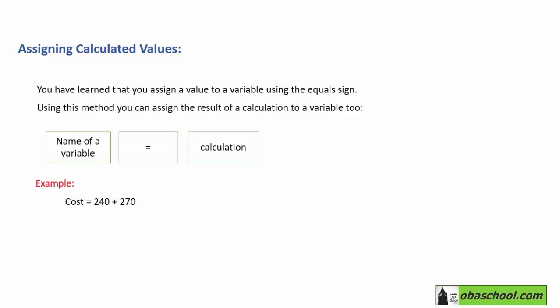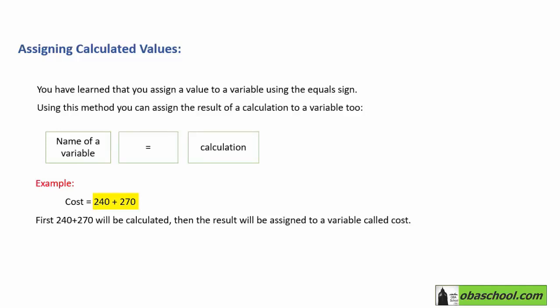Cost equal 240 plus 270. So the variable here is cost. Then we have the equal sign, and then we have the calculation. First, 240 plus 270 will be calculated. Then the result will be assigned to a variable called cost.